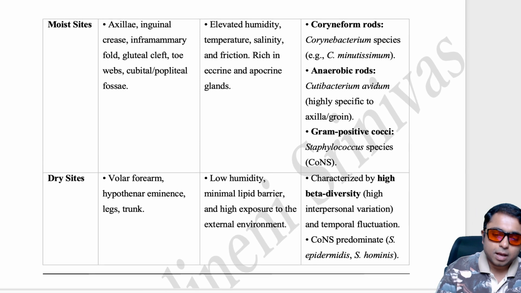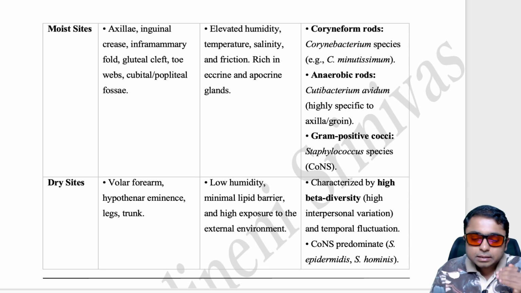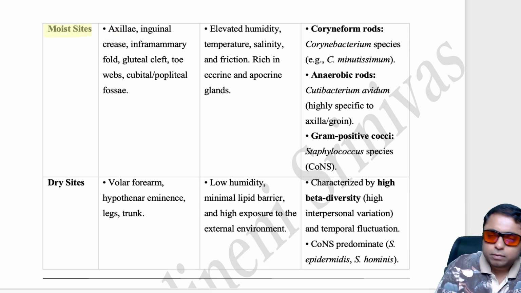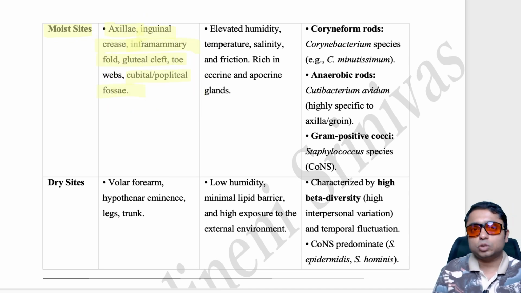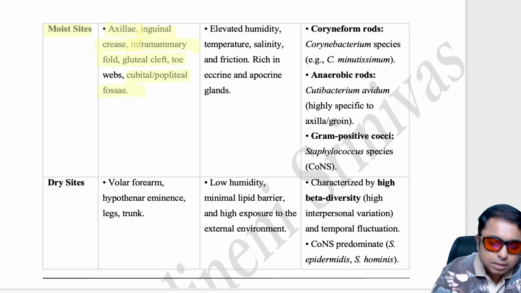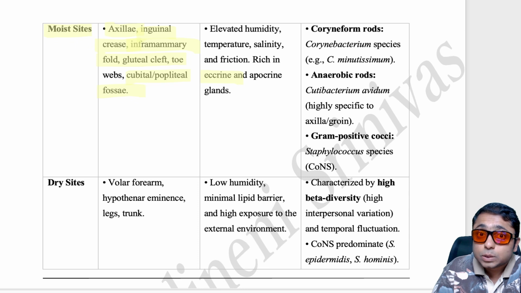Next, coming to the moist sites. So for example, whatever the crural areas are there, like for example axilla, the inguinal crease, inframammary folds, gluteal cleft, toe web spaces, cubital and popliteal fossa. So these are the moist sites because obviously they are the eccrine glands which are going to produce sweat.